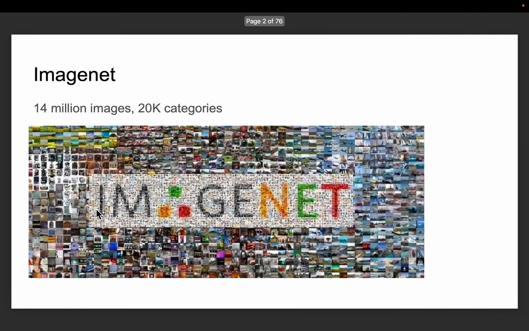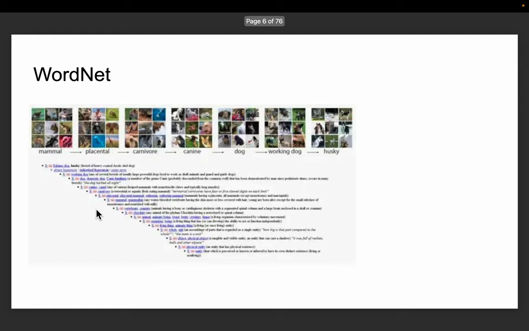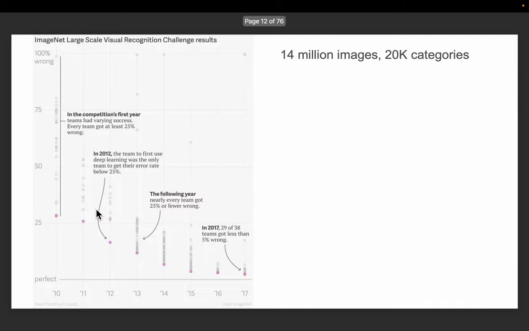All right, so we'll revise the previous lecture. We started the discussion with the ImageNet dataset, and we looked at this very interesting article which says that this was perhaps the dataset which transformed AI research and possibly the world. Part of the reason was that this dataset led to a challenge called the ImageNet Large Scale Visual Recognition Challenge.